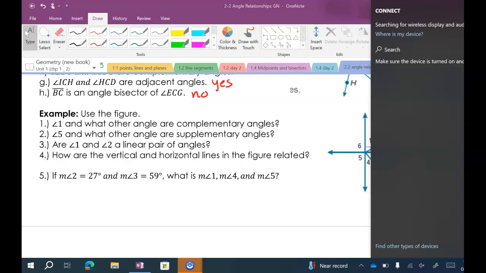So let's look at question 1. It says angle 1 and what other angles are complementary? What does complementary mean? They add to equal 90. So what angle in this picture together with angle 1 is giving me 90 degrees? 2. Okay, how do I know? Because I have that little marking there. Those two together equal 90. So that's going to be angle 2.